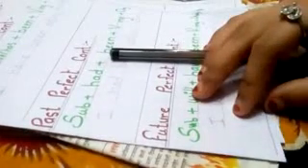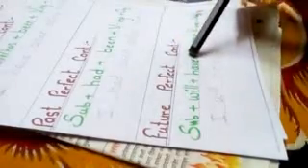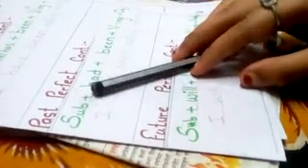So these were the 12 formulas for 12 types of tenses. If you go through these formulas, it will be easier for you to solve any problem.